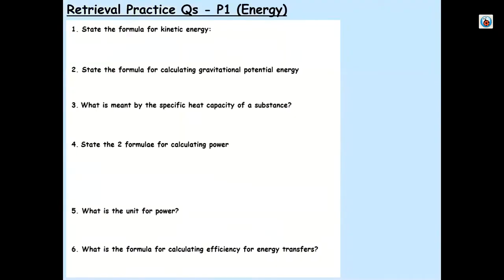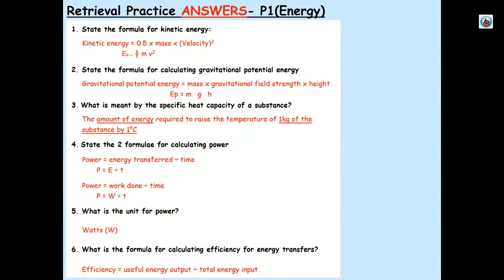Here are the physics questions. Pause and retrieve. Here are the answers to the physics questions. Can you mark your work and produce revision cards? Pause and revise.